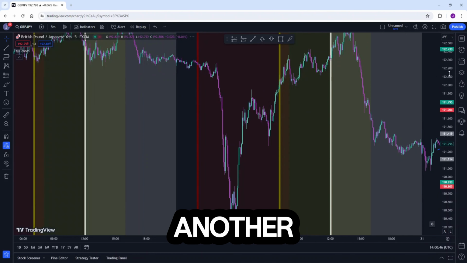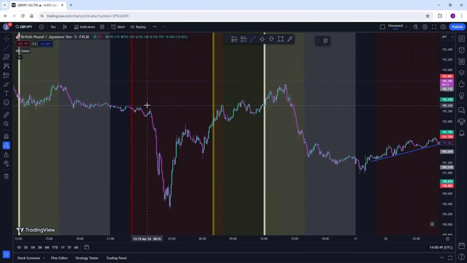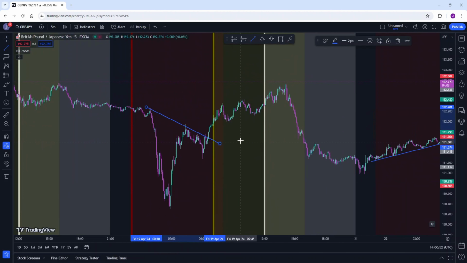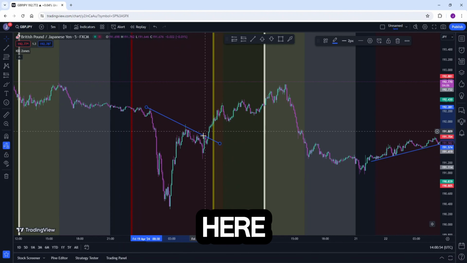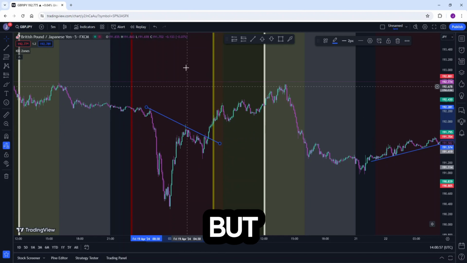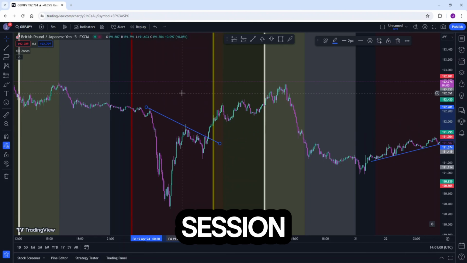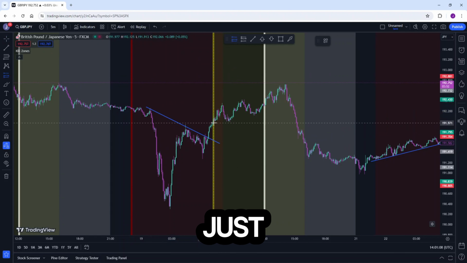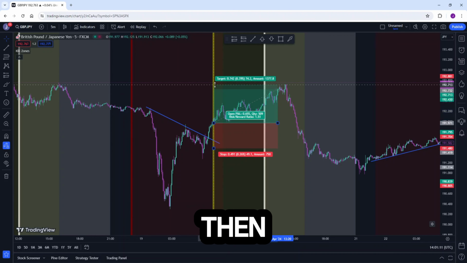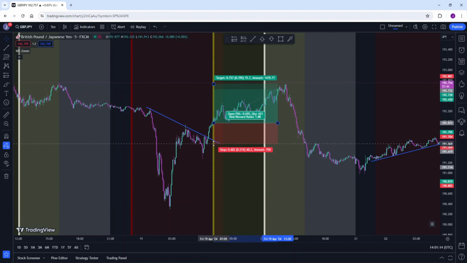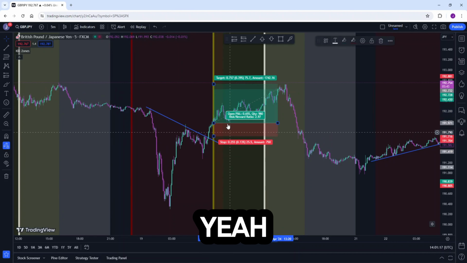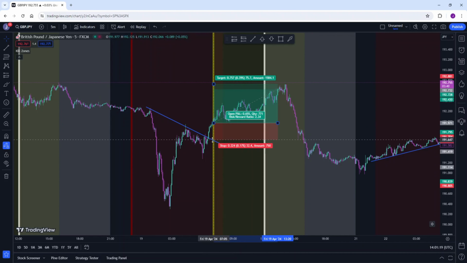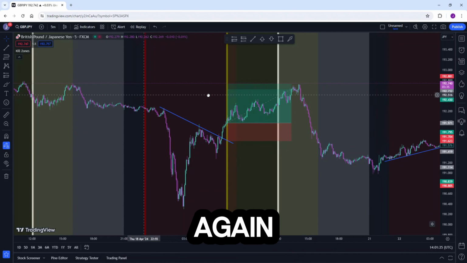Okay, we will check another one. Yeah, here I see the same. Again, here we need to wait. Here is the break, but it's the Tokyo session. We need to wait for the London session, and here we go up, so we just put a long position here and then scale it to 2. It's already 3, but you can put it on 2. Okay, it's winning again.